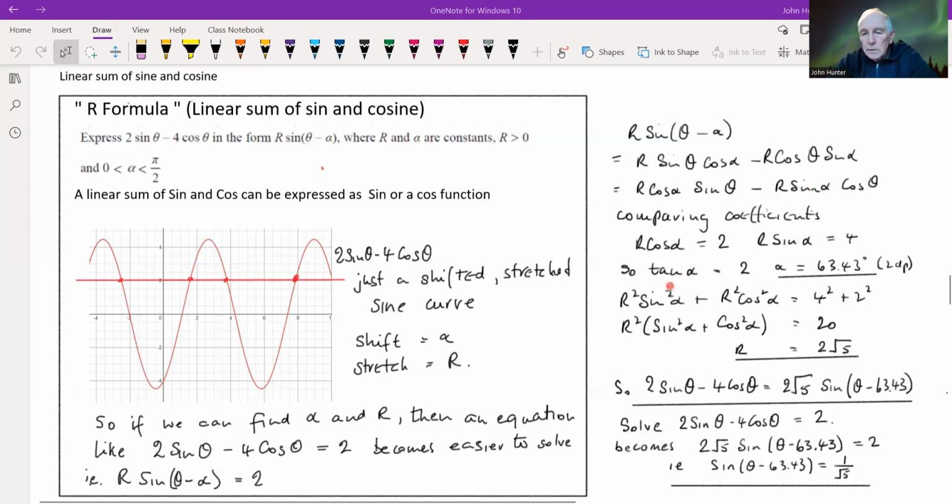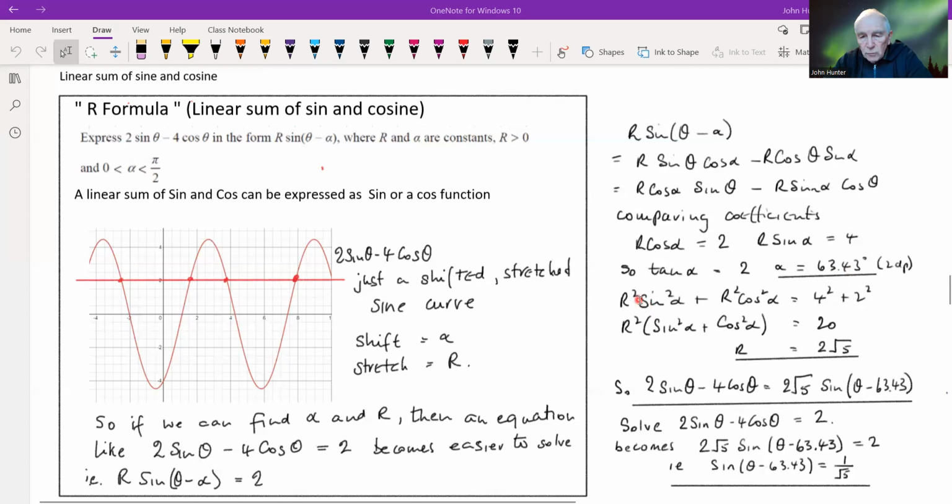Well, we've got simultaneous equations here. From this, we can glean that tan alpha is going to be 2, and that gives us alpha is 63.43 to 2 decimal places. It does say that alpha is between 0 and pi over 2, so we've got our solution here.